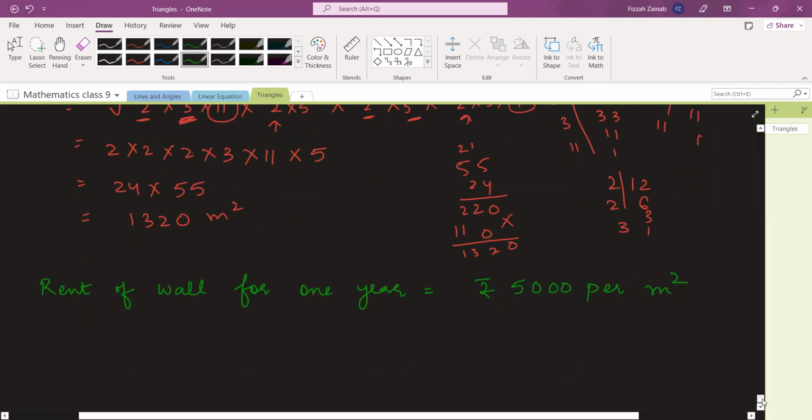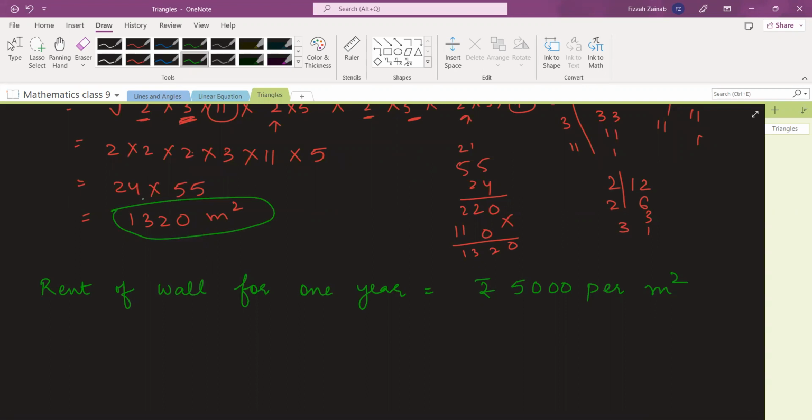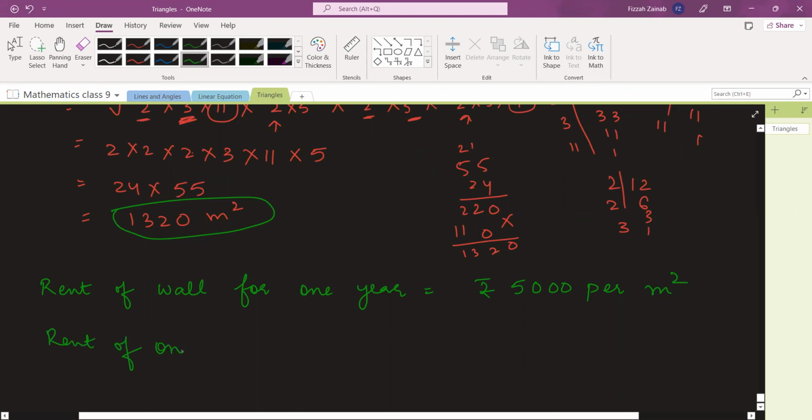Yes, ma'am. Okay. Now your total area is this. That means you have 1320 meter square. So what will be your rent? So rent of one wall for 1 year, right?